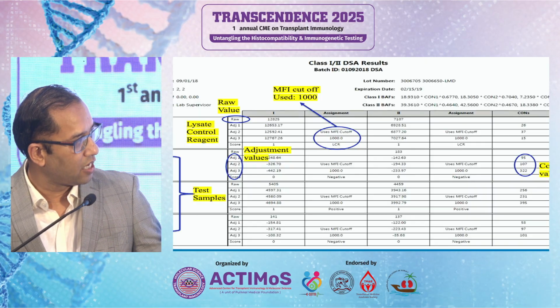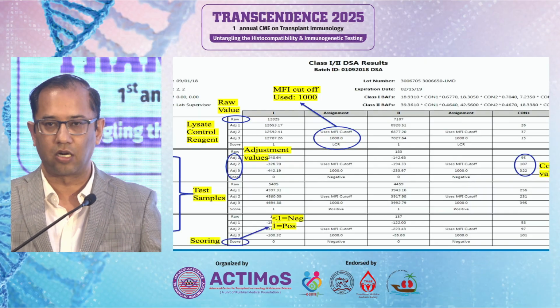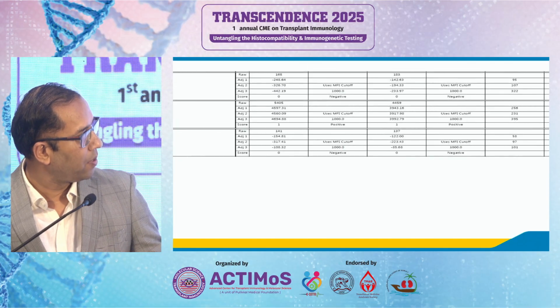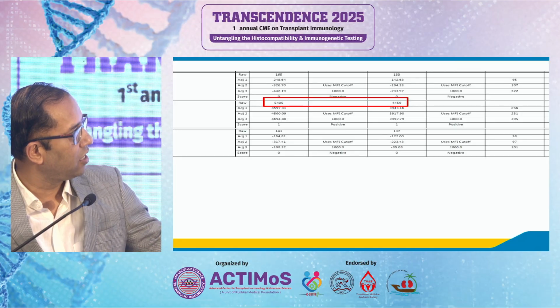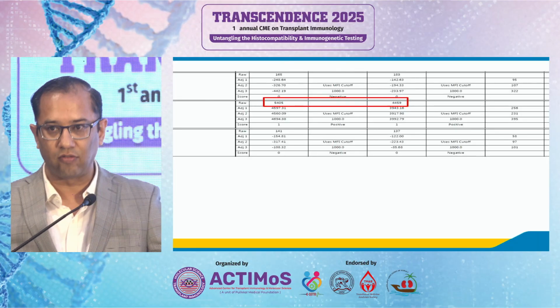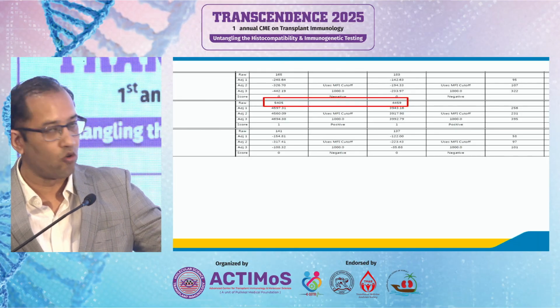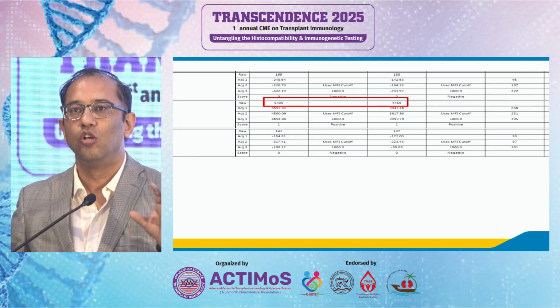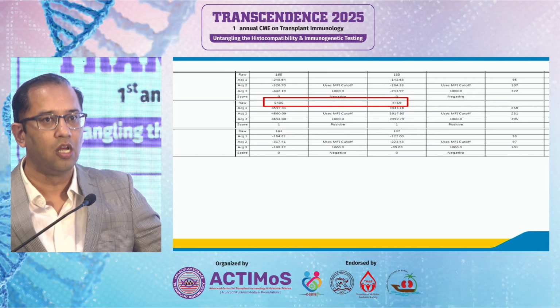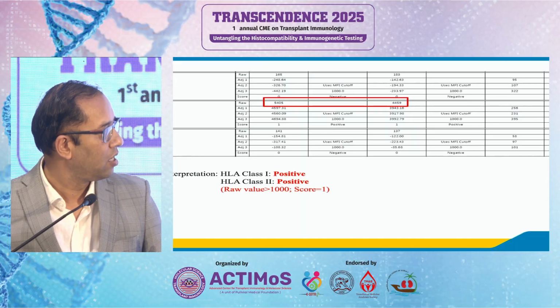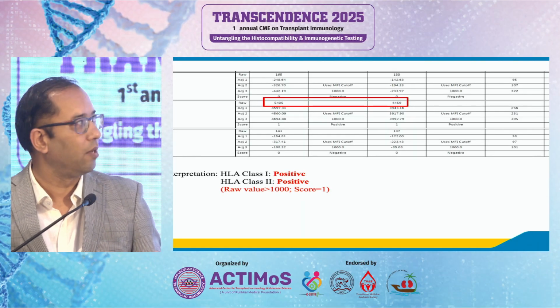And you can see there is a positive control and there is a lysate control as well. Once that happens, this is how the result will look. In the first case, you can see that the raw value is around 5,400 for class 1 and 4,400 for class 2. That means it is greater than 1,000 and the adjusted values are all above 4,000. So this looks like a positive test for HLA class 1 and class 2 antibodies.